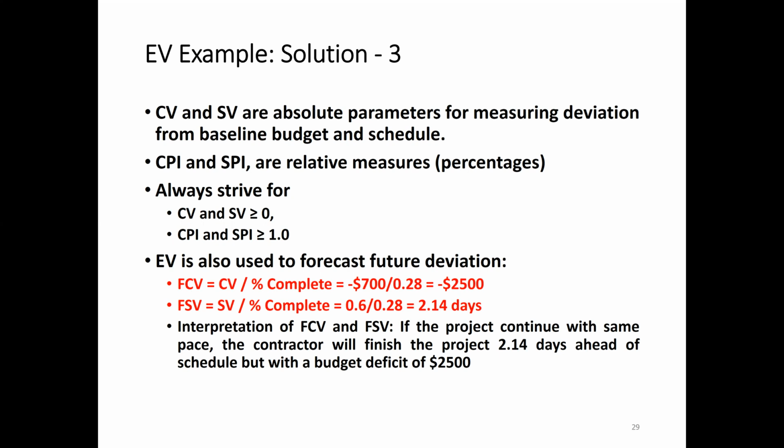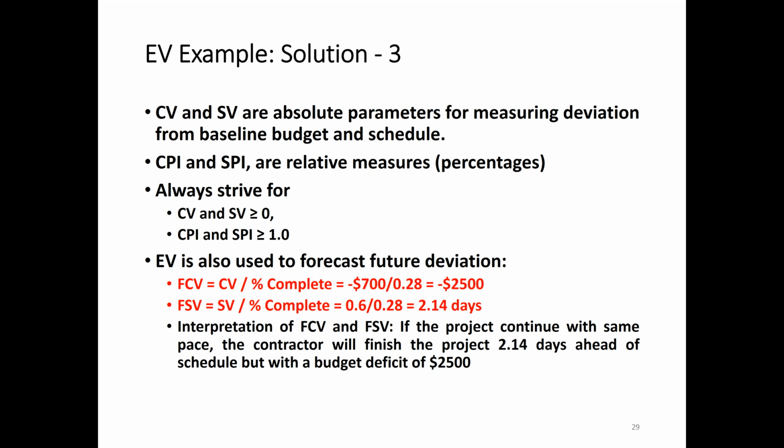EV is also used to forecast future deviations. So the future cost variance is cost variance divided by percentage complete. Remember this, how we have to calculate future cost variance: cost variance divided by percent complete of the project. The CV we calculated before is minus 700, divided by 28% complete. So this value is minus 2,500.